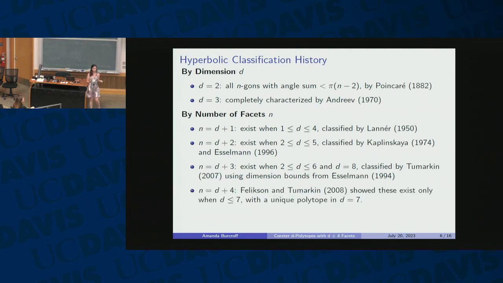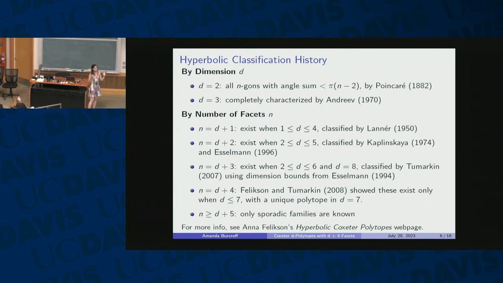The next frontier is the case when the number of facets is the dimension plus 4, which is the case that we'll be focusing in on. And in this case, we know that these polytopes can only arise in dimensions up through 7. This was shown by Anna Felikson and Pavel Tumarkin. And there is a unique polytope in dimension 7.